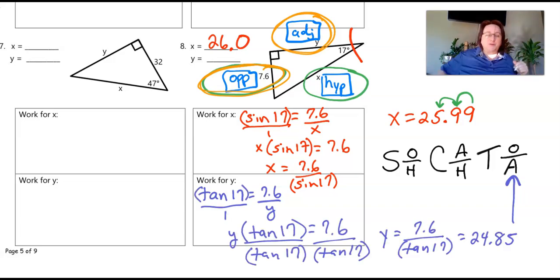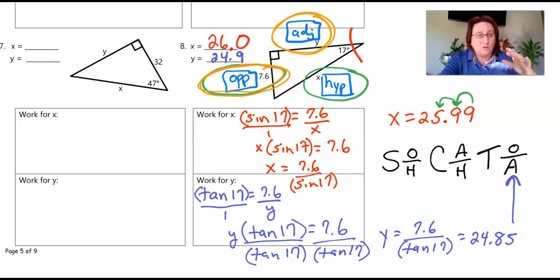All right, check and see if you're on the right track. Notice my work here. I know my handwriting, I'm sorry, it's hard to write on this thing. So eventually I come over here, and y equals 7.6 divided by tan 17. So 24.85, which rounds to 24.9. And we don't have any units, so we just leave it as 24.9.